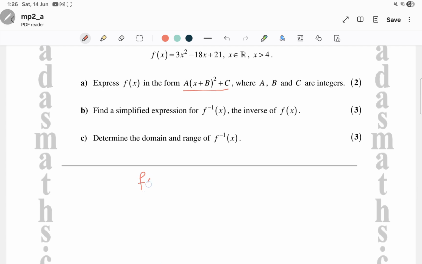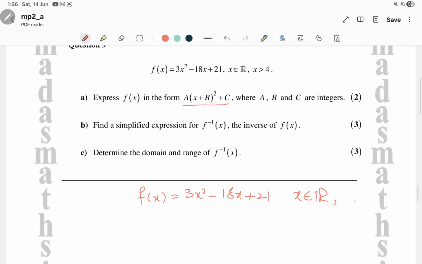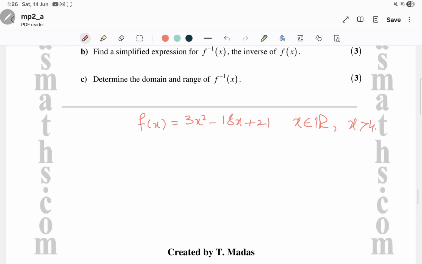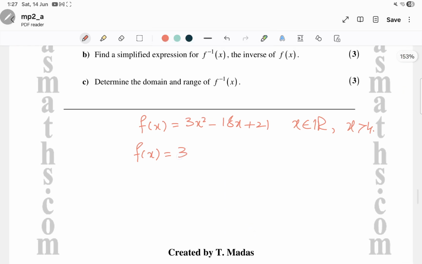So if you consider f of x equals 3x squared minus 18x plus 21, and x belongs to R, x more than 4, then the first step of completing the square is to take 3 out as a factor, and you can see 3 is a divisor of all the numbers. So if you take 3 out, you're left with x squared minus 6x plus 7.